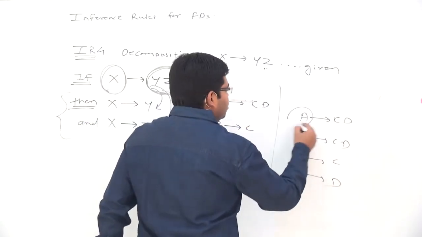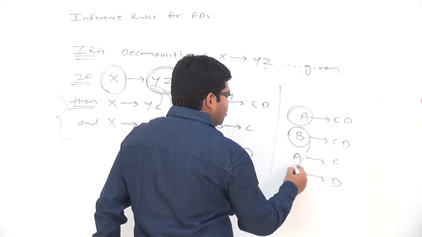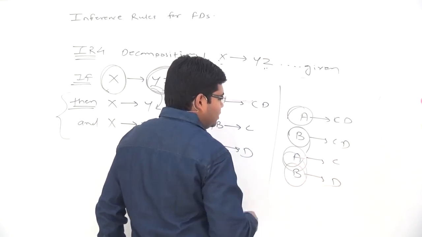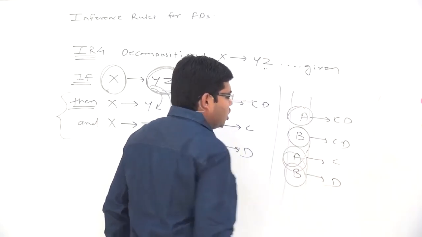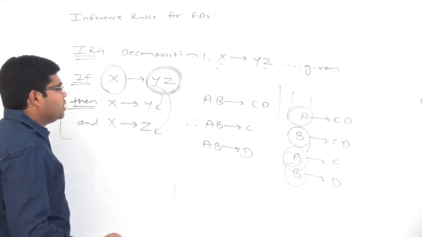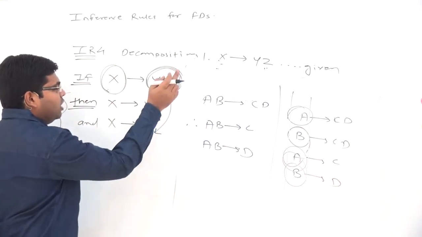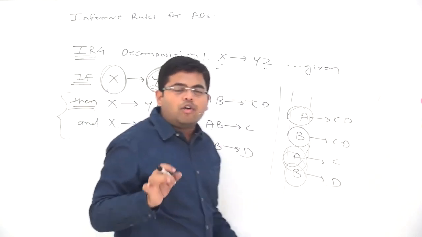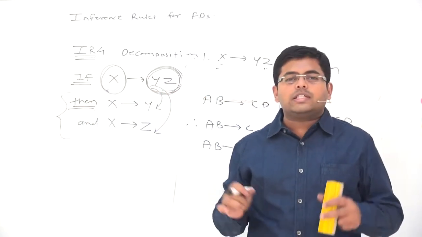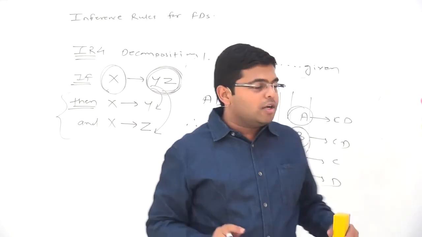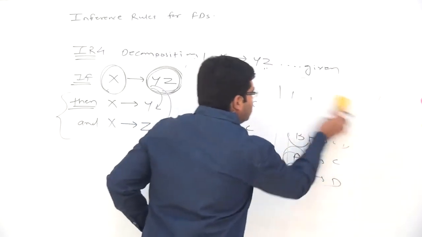Here we are decomposing the left hand side, again left hand side is decomposed, again left hand side is decomposed. You cannot do decomposition on the left hand side. Decomposition is valid only if it is done on the right hand side. Right hand side of an FD can be decomposed, left hand side of an FD can never be decomposed. Okay, so the rule is called decomposition.